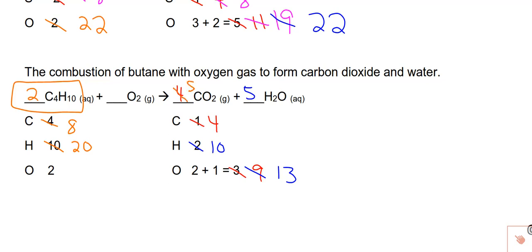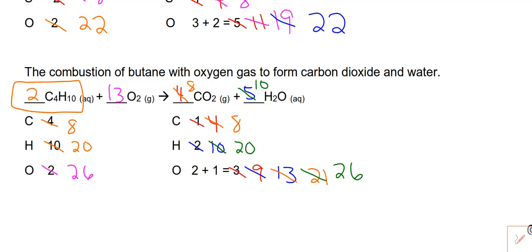So I would change this to an 8 as well, which gives me 16 plus 5, so that's 21 oxygen. My hydrogens are not balanced, so I'm going to go through the process of changing those. I want 20, so I'll put a 10 here, which gives me the 20 I want. And then altogether I have 26 oxygen now. And as the final step, I would put a 13 here to give me a total of 26.